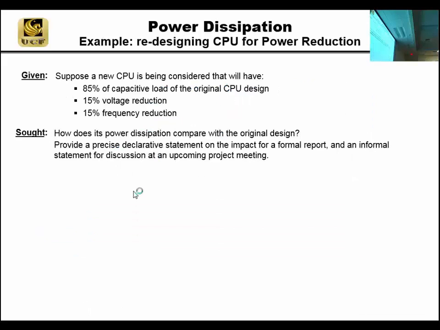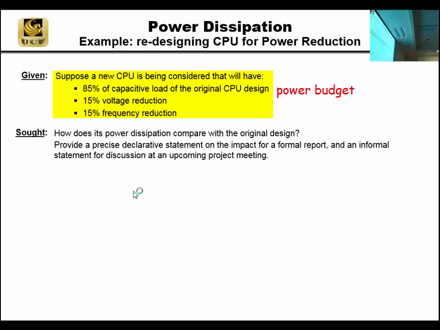So let's try a problem. So this is pretty realistic. You're in the design meeting and someone's giving some parameters and you have to say where we're going to be as far as how many transistors you can put on this die before it overheats, and they give you a power budget. So 85% of capacitive load that's coming from the transistor design department has a better design for the transistor. I'm going to reduce the voltage by 15% and reduce the frequency by 15%.